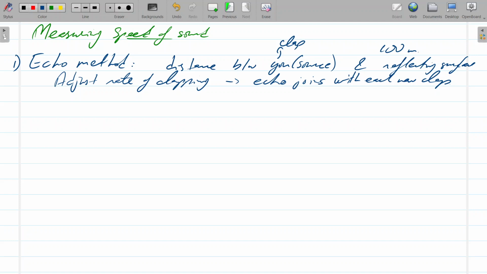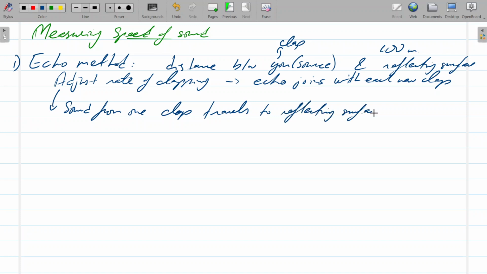When you have that rate, what's happening is that the sound from one clap travels to this reflecting surface and back in the time period between one clap and the next. Does this make sense?